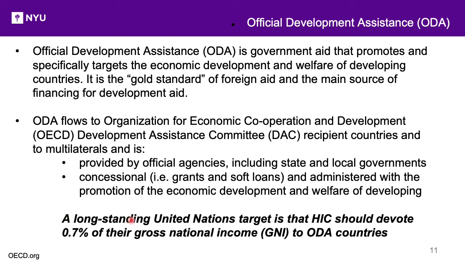It is basically the long-standing target of nations that high-income countries should devote about 0.7% of their gross national income, or GNI, to official development assistance programs. So we should first look and see what countries actually meet this 0.7%. Now remember, 0.7% is less than 1% of the gross national income, or GNI, of any country.